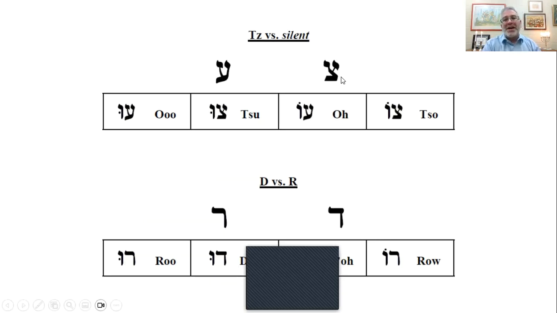Here's more. You've got the TS sound, which is the Tsadi on the right, and the Ayin, which is silent, on the left. And then this is almost the hardest one of all on the bottom, the D sound on the right and the R sound on the left. Can you find the difference? It's almost like one of those puzzles, you know? Can you find three differences between these pictures?